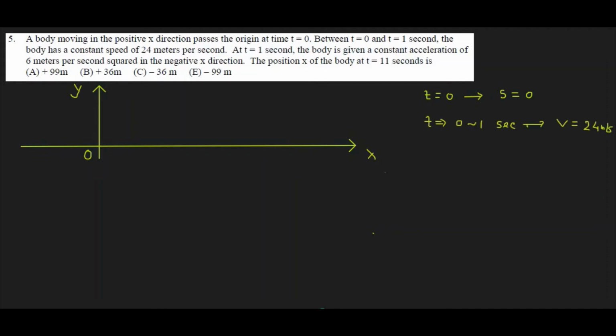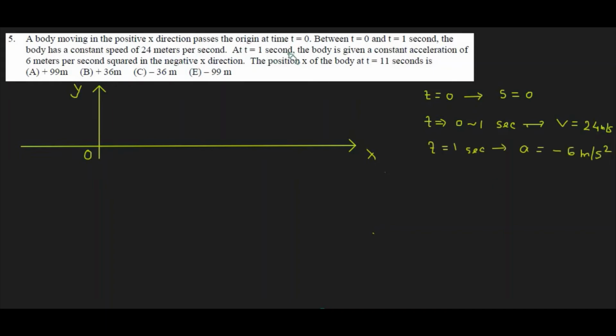Now let's proceed by drawing this, this is representing the x-axis, these are the y-axis, and what are the given informations we have. At t equal to 0, it says that it is passing through the origin, that means s equal to 0. Between 0 to 1 second, the body has a constant speed of 24 meter per second, which means v equal to 24 meter per second.